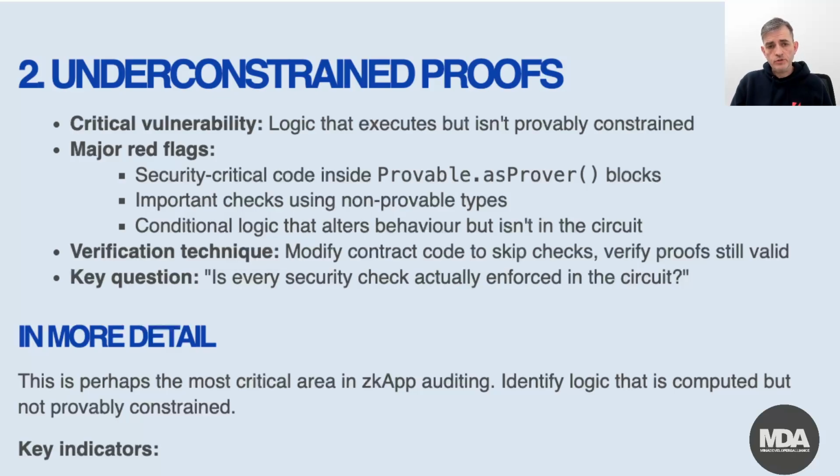And if we want to verify this, what we can effectively do is to modify the contract code to skip checks, and the verify proofs would still be valid. And the key question to ask yourself when you're looking at the code is: is every security check actually enforced within the circuit?